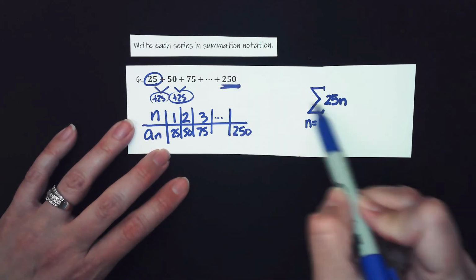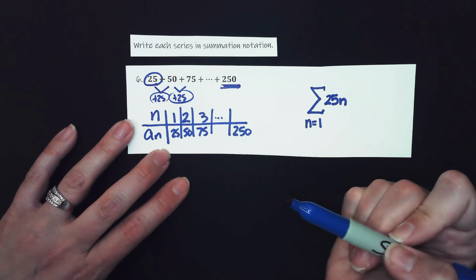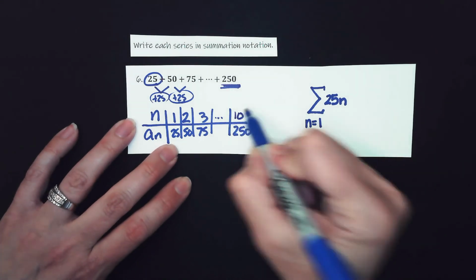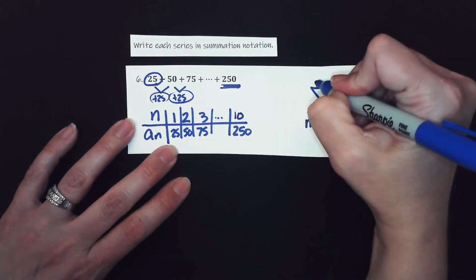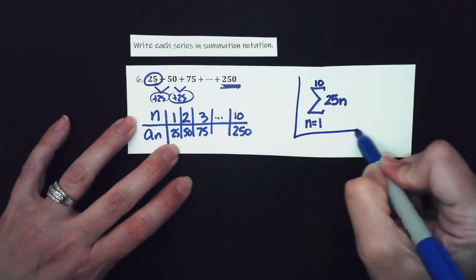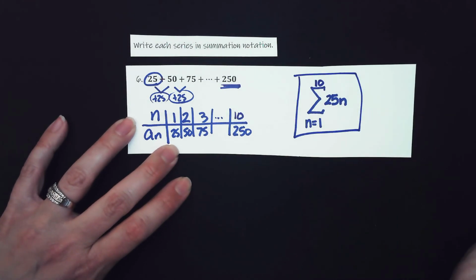Well, 25 times what gives me 250? 25 times 10. Okay, so I know I'm going from the first term all the way to the 10th term. Okay, so let's try it again with number 7.